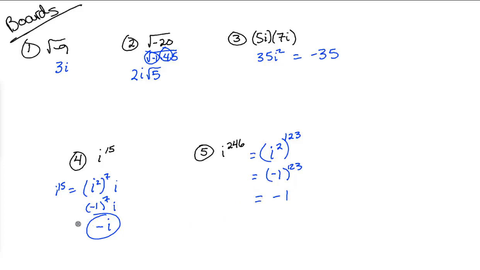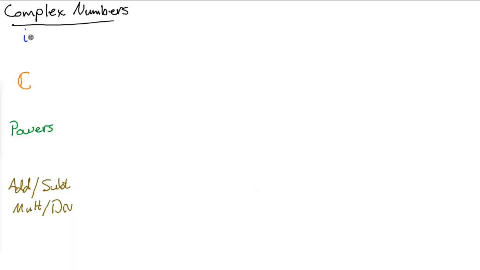Nice job. All right, so we found out what i is, the imaginary unit. We found out the complex numbers where you have imaginary and real parts, and we did powers. So we actually did all 3 of those. Now we need to know how to add, subtract, multiply, and divide them. So nice and easy on this one.